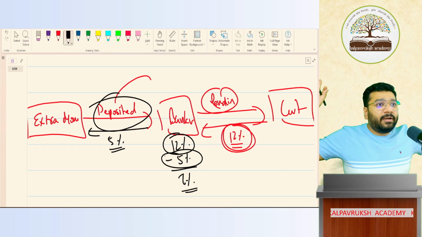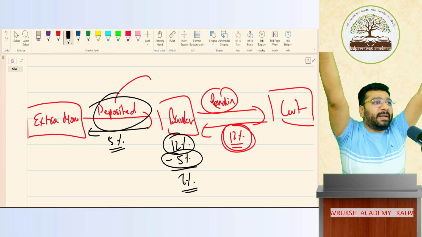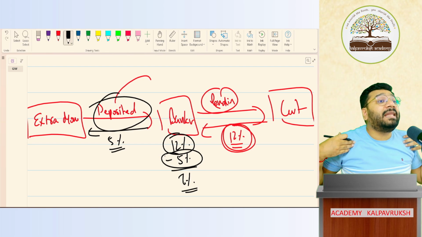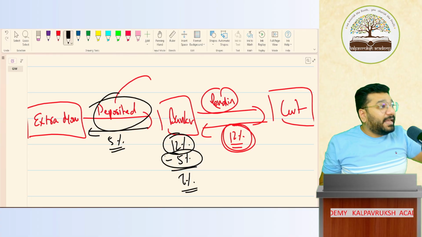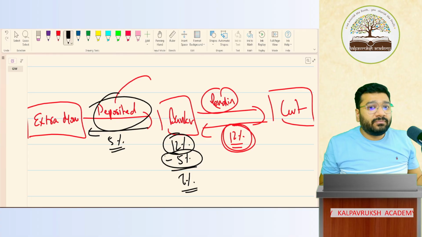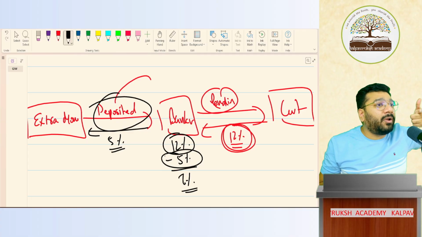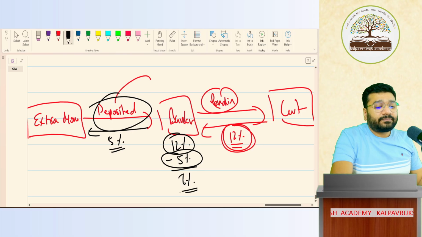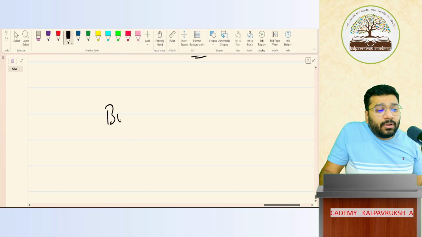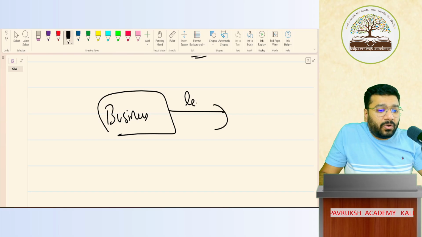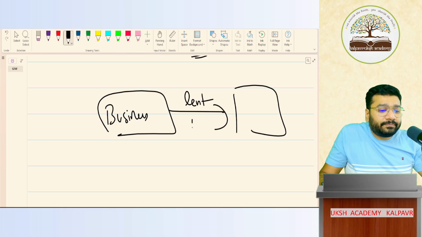So in this world, if I am using somebody else's money, I need to pay that person interest for using his money. In this world, nothing will come free of cost. Everything is valued by money. Got it? So here, in our example, what happened? The business lent money to Ram.